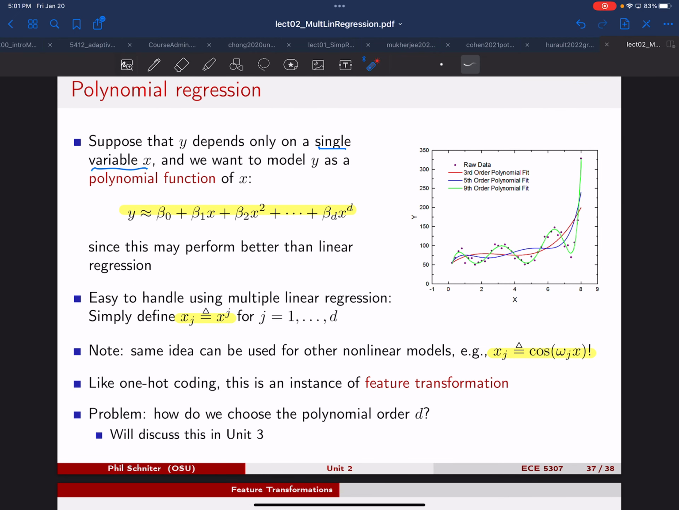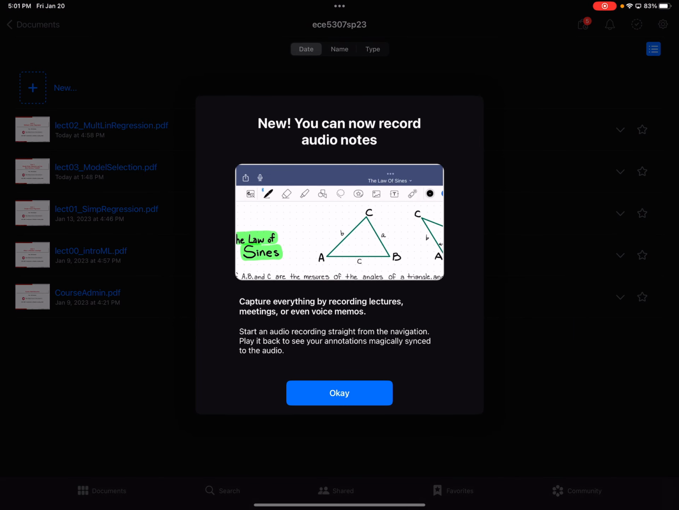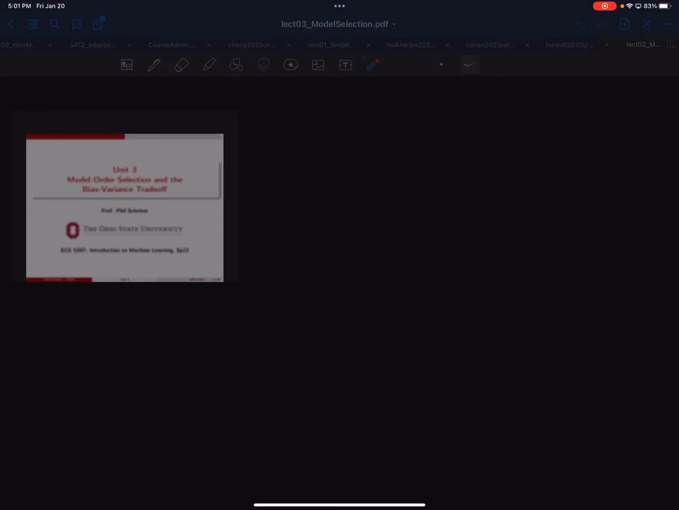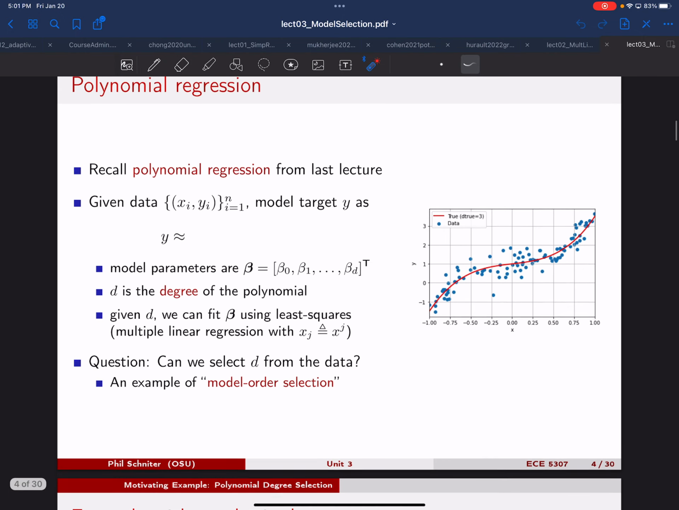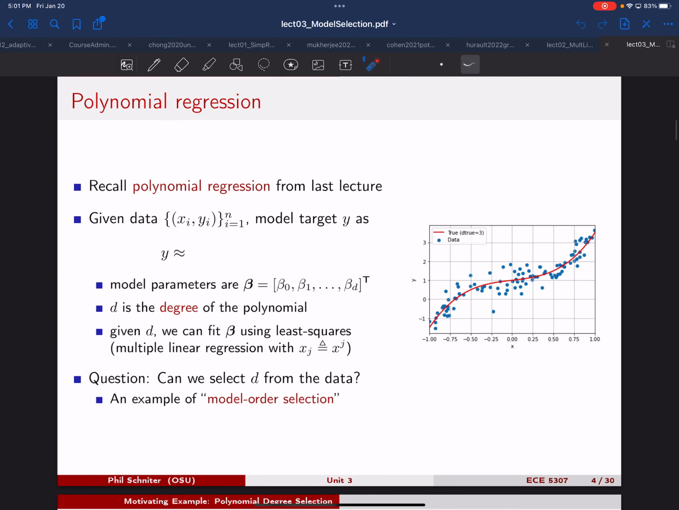Unit 3, let's see. I need to load it here. Okay, we just have a few minutes. We can't get very far, but let me start with it. Basically, we're talking about polynomial regression, just like we left off. That's what we're going to focus on for this unit because it's a nice example of the main topic, which is called model selection.